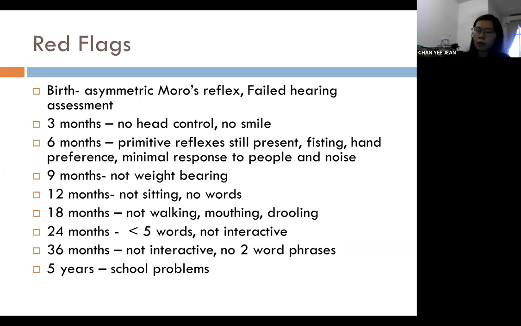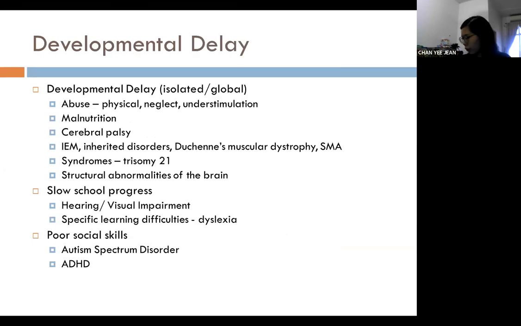Okay. Now, causes of developmental delay. This is not a comprehensive list, just a very rough list. If you have isolated or global developmental delay, some of the causes might be abuse, malnutrition, things like cerebral palsy. In pediatrics, you have inherited disorders of metabolism, things like Duchenne muscular dystrophy, spinal muscular atrophy, that would be gross motor delay. You get syndromes like Down syndrome, right? Structural abnormalities of the brain, right? If the child is already going to school and has slow school progress, it might be something as simple as a hearing or visual impairment.